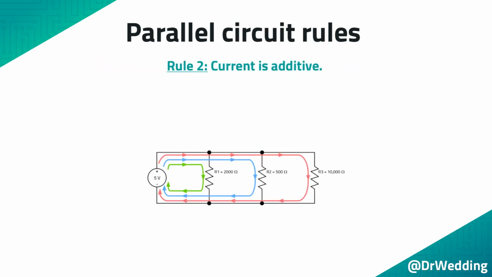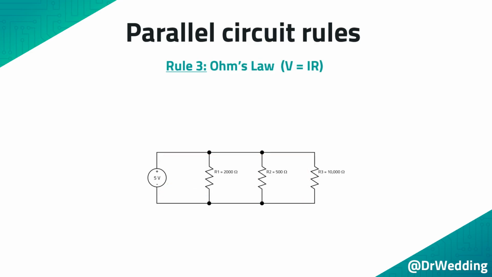Rule 2. Current is additive. By drawing all of the currents on the circuit, you can easily see that the supply current is the sum of all the branch currents. Rule 3. Ohm's law. Ohm's law is used to find the missing value when you have the other two values.